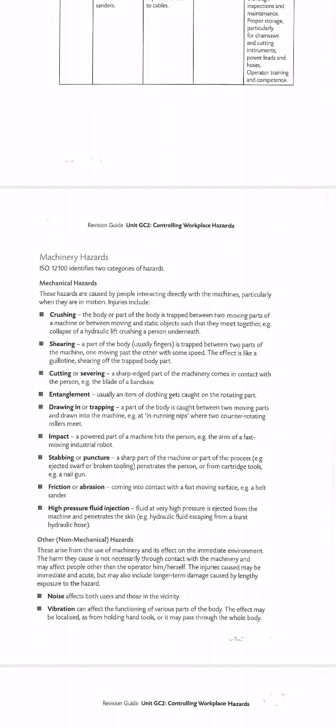Then also talking about shearing. What is shearing? It's when a part of the body, such as a finger, is trampled between two parts of a machine, one moving past the other with some speed, right? This affects the trampled body parts.